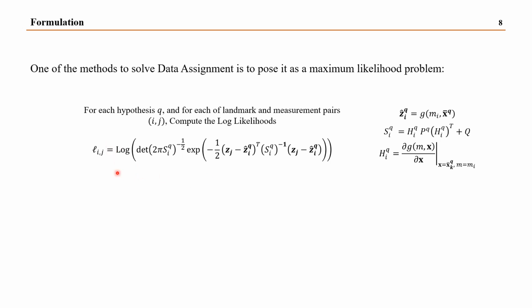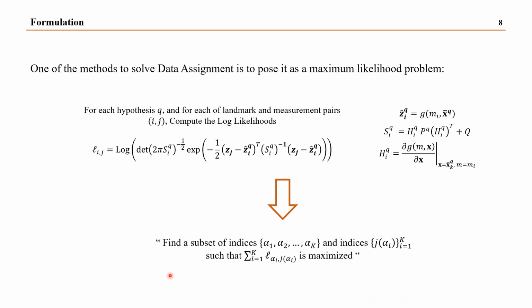So given these likelihoods, we can phrase the data assignment problem as follows. Basically, we are going to find a subset of indices, let's say k indices, from the measurement space, and certain corresponding indices j, which are functions of the alphas, such that the sum of the likelihood is actually maximized. So in simple terms, we are going to associate a subset of the measurements to another subset of the landmarks, such that the likelihood of this assignment is actually maximized.